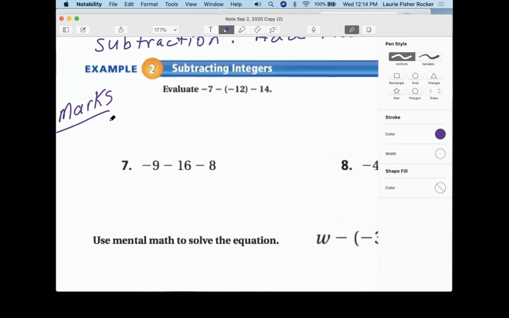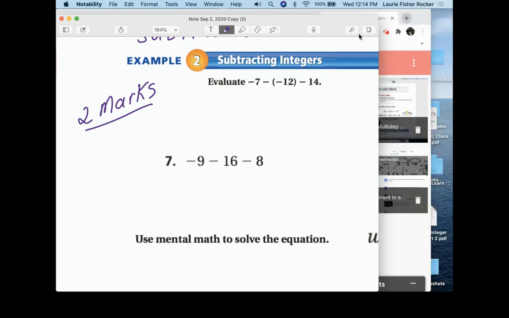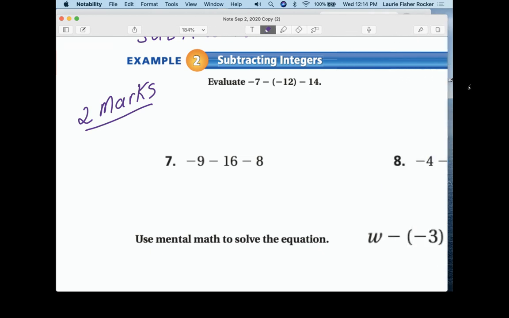So what that looks like in a problem like this with our 2 marks is that we are going to expand this out here. So -7 minus -12 minus 14. Everywhere we see minus, we kind of say subtract minus. Everywhere we see subtract, we can also say that that is adding the opposite. So how that would look is I would have -7. That doesn't change. The front number doesn't change. That's just what we talked about.